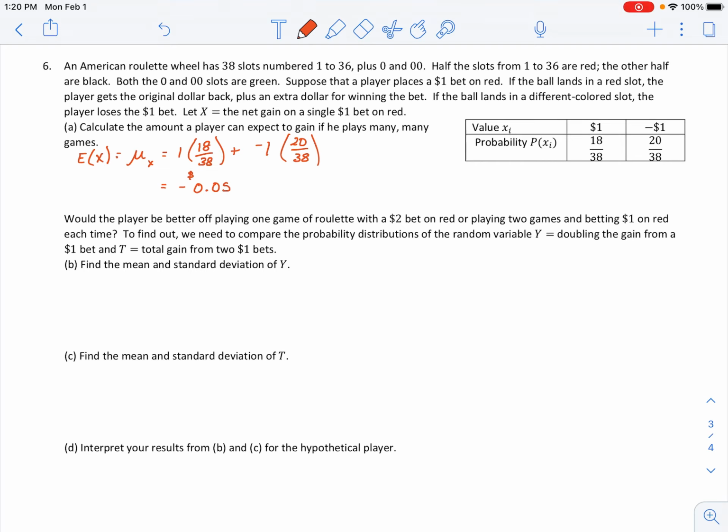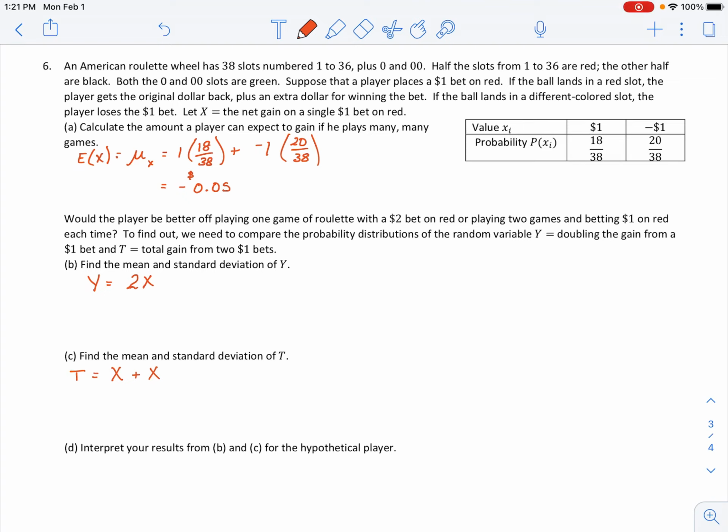So then it says, would the player be better off playing one game of roulette on a $2 bet on red, or playing 2 games and betting 1 on red each time? So basically I want you to compare, I'll call this one Y, where you're just going to do this random thing, man, I can read. You're doubling what's happening, or whether you should do that random thing 2 times in a row. That's what I'm supposed to be writing.